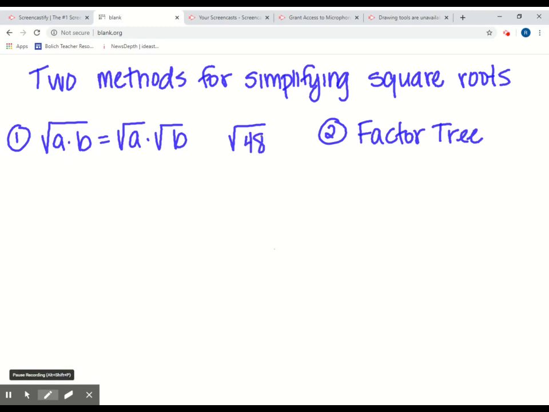So the first method uses the product rule of square roots or radicals. So let's look into that in more detail. So we have the square root of 48, and I want to write it as the product of a perfect square and another factor of 48. So I know that this is equal to the square root of 16, which is a perfect square, times 3.